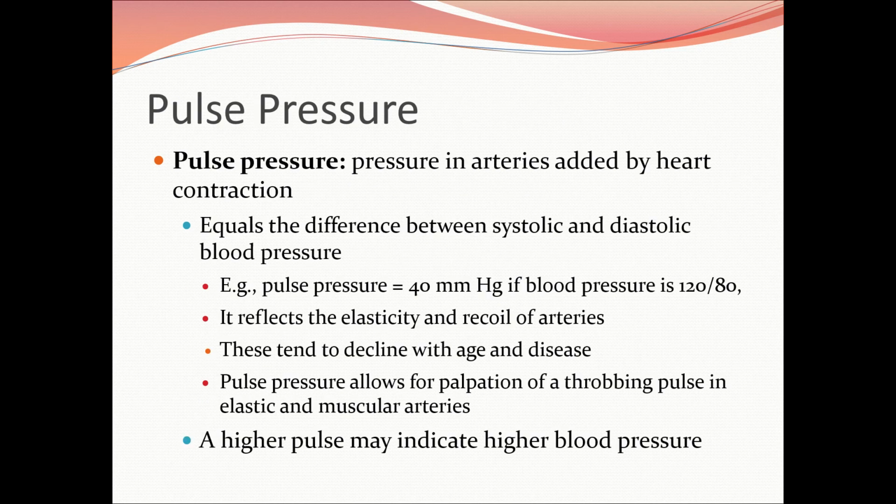Pulse pressure is the pressure in the arteries added by the heart contraction. It equals the difference between the systolic and diastolic blood pressure. For example, pulse pressure equals 40 millimeters of mercury if the blood pressure is 120/80. It reflects the elasticity and the recoil of the arteries. These tend to decline with age and disease. Pulse pressure allows for palpation of a throbbing pulse in the elastic and muscular arteries. A higher pulse may indicate a higher blood pressure.